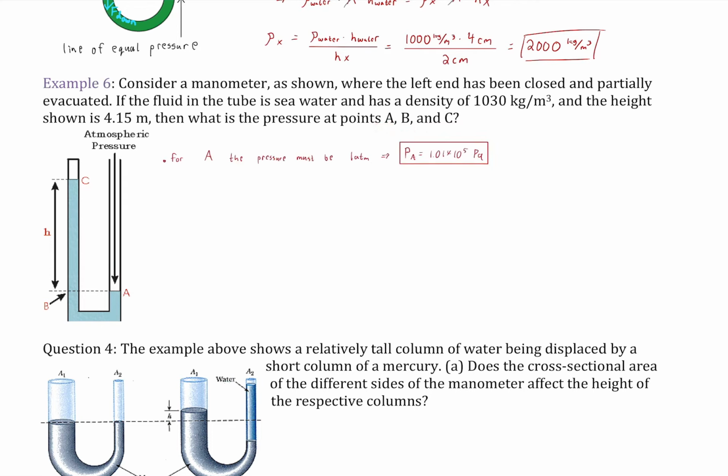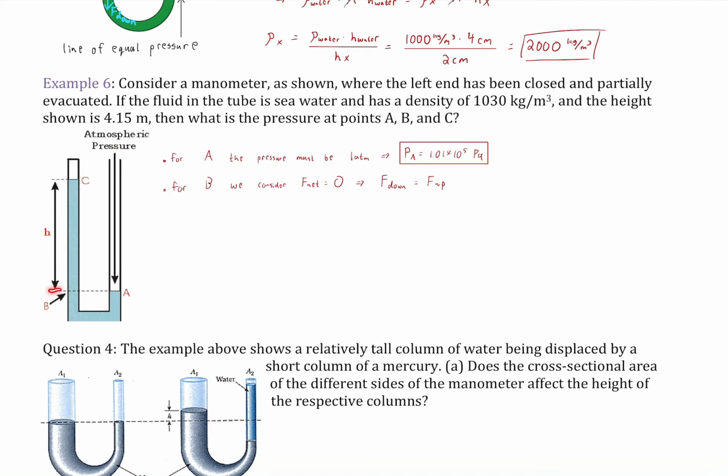Okay, so for A, the pressure must be atmospheric because it's open to the atmosphere. Okay, there's nothing to change the atmospheric pressure. What you might say, oh, well, maybe this is below the sea level. Well, yeah, a few centimeters below sea level is still effectively sea level. So this is definitely atmospheric pressure at 1.01 times 10^5 pascals or 101,000 pascals. All right. What about B?